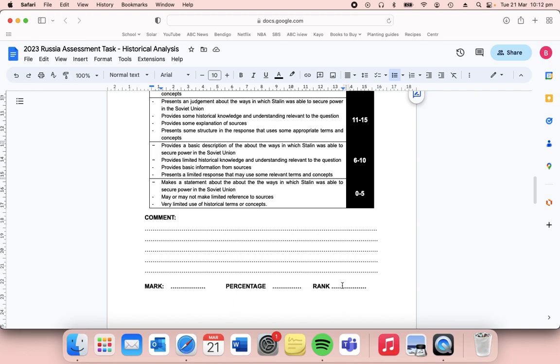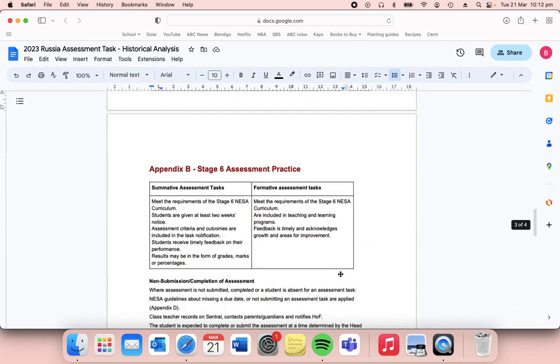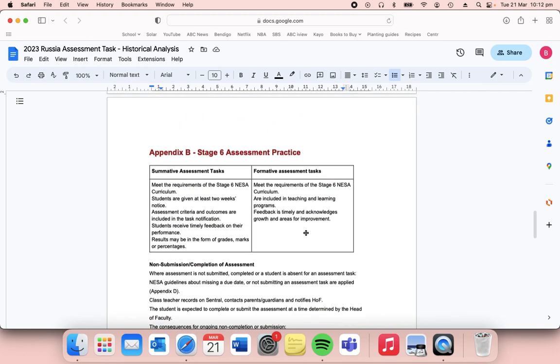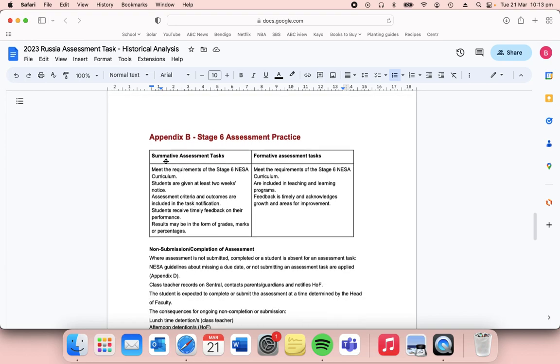Mark, percentage, and rank for this task. And then I've also included on here, and I'm going to try and do this more and more for all of my classes, just a reminder of your HSC requirements for assessment task. Okay, now this is a summative assessment task, and I've made sure that it fits all of these dot points.